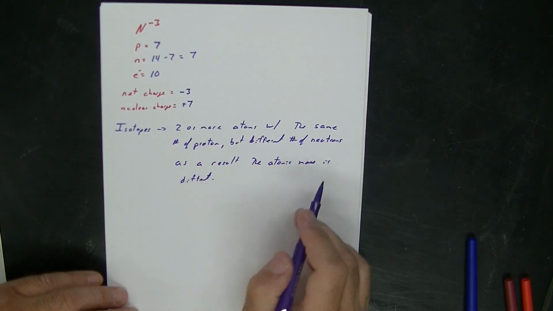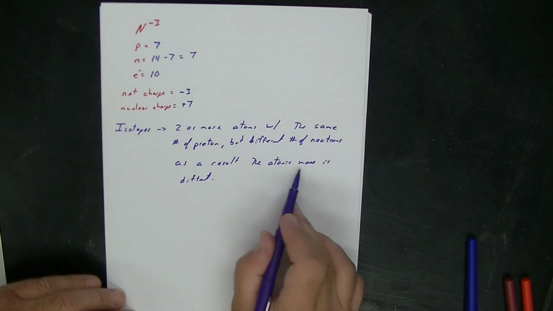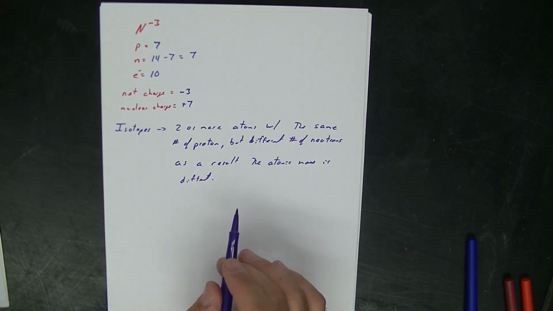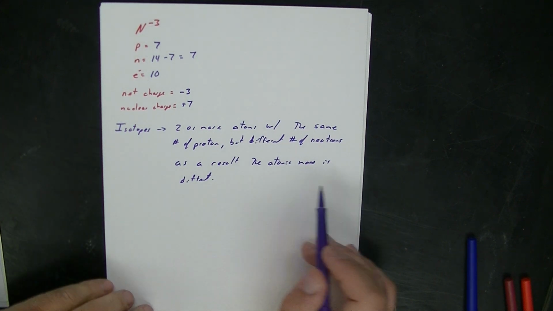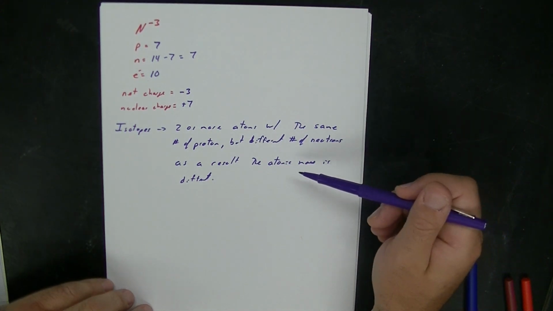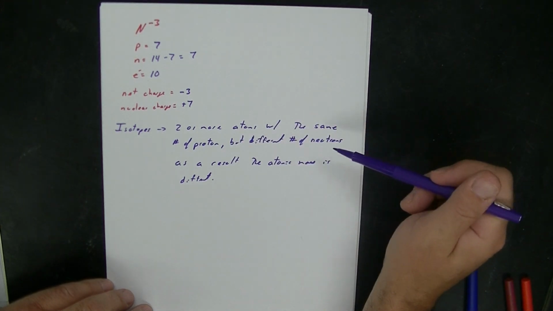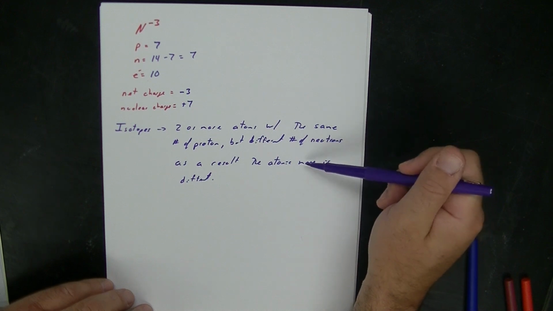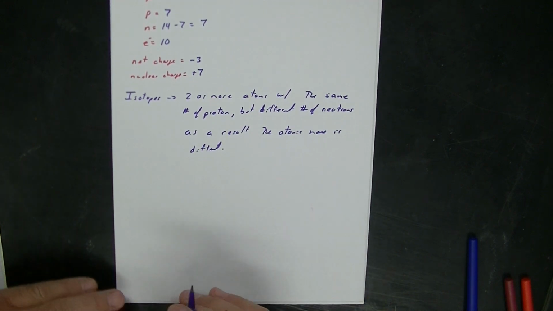I will caution you, if you say an isotope is two or more atoms with the same number of protons but different atomic mass, it will probably get marked wrong, and they may list that in a multiple choice question. That's not the definition of an isotope. It has different numbers of neutrons, and that is actually what causes the atomic mass to be different.